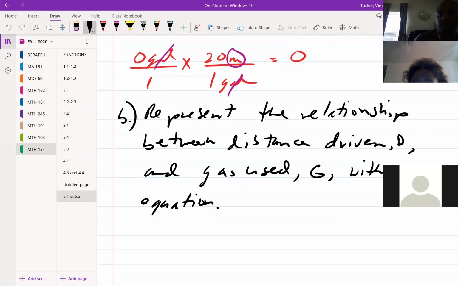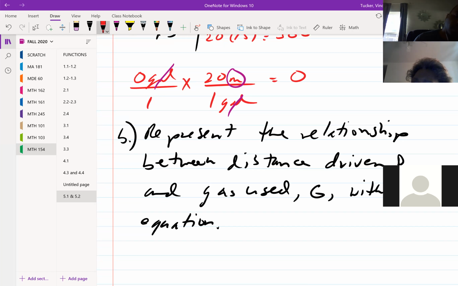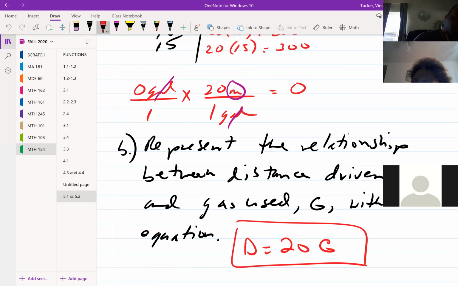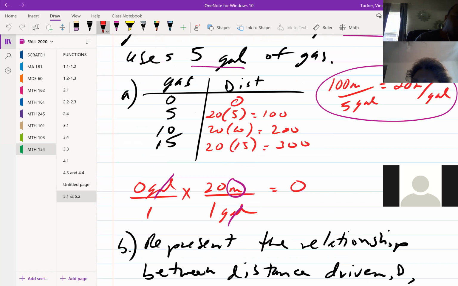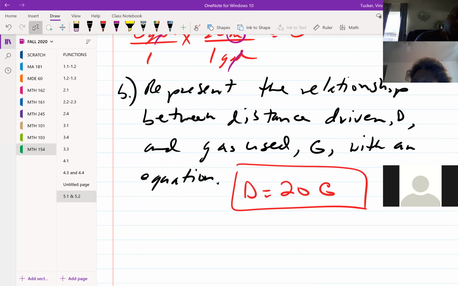All right, B, represent the relationship between distance driven D and gas used G with an equation. So if you look at what we did, distance is equal to 20 times the gas. That's what we did here. We took the 5 multiplied times 20, took the 10 multiplied times 20, took the 15 and multiplied it times 20. And that's what we did. Okay, that was easy. That's good.